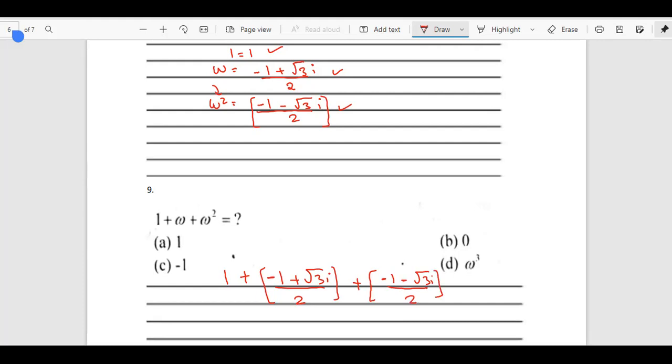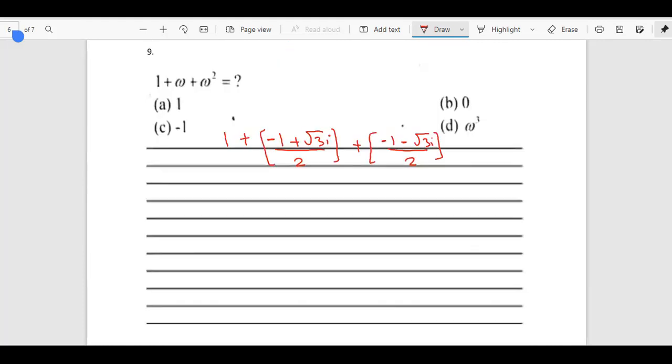Now we have to add these three. Now 1 would be 1 plus, I can take the LCM. 2 is same, and minus 1 and minus 1 are coming here, and these two would be cancelled. So I will get 1 minus 2 by 2. So these two would be cancelled. I will have 1 minus 1, which is 0. So this question was very easy. I just had to add the 3 cube roots of unity, right?